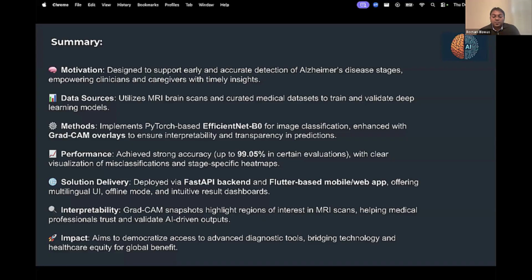And then the interpretability factor is based mostly on GradCam, or it could be SHAP images, similar things that can give more confidence and more trust in this prediction model. And finally, the impact is building the technology for healthcare equity, globally. It should address the global benefit.